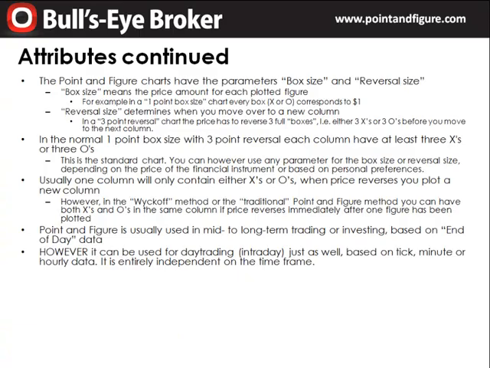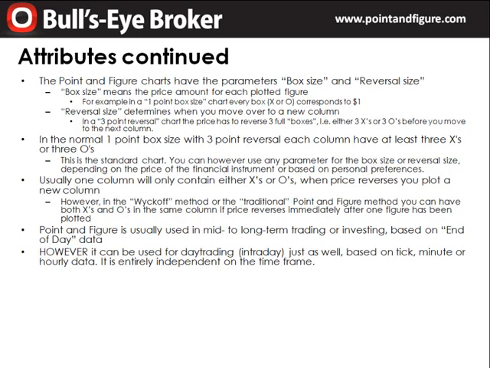Continuing with some more key points or attributes of a point and figure chart, it's important to understand that point and figure charts have parameters, which are known as box size and reversal size. A box size means the price amount for each plotted figure. For example, a 1-point box size is charted for every box X or row that corresponds to, say, for example, $1.